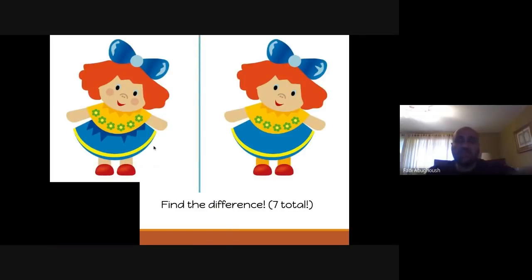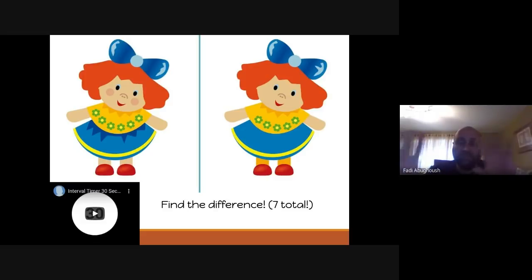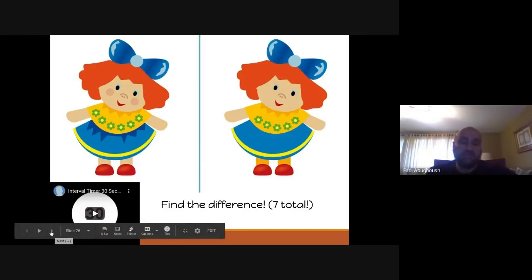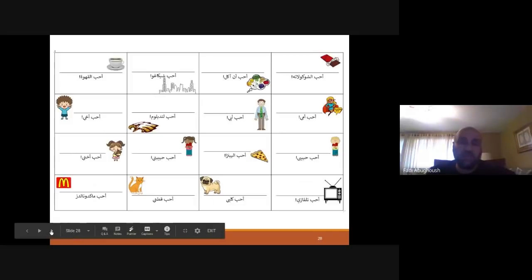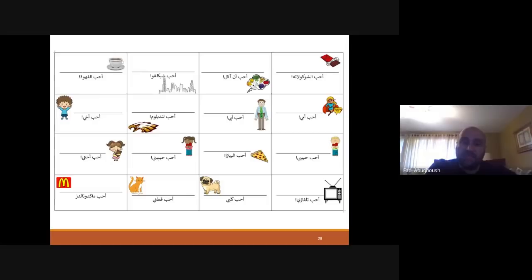Next. This is another game. It's called Find the Difference between the two. Like, this is a brain break. Find the difference. Next. Human bingo. Human bingo, you do it at the beginning of the school year. You will give each student this sheet with actions or sentences in it.